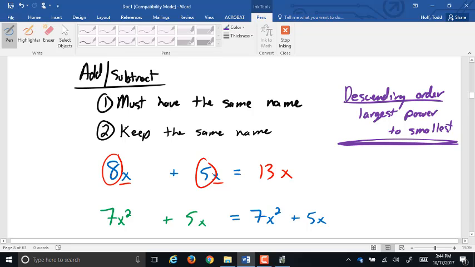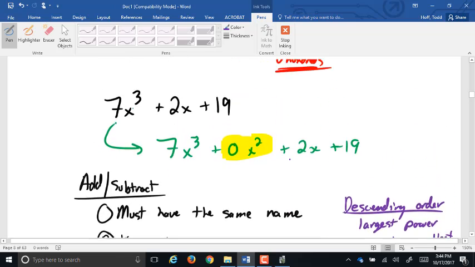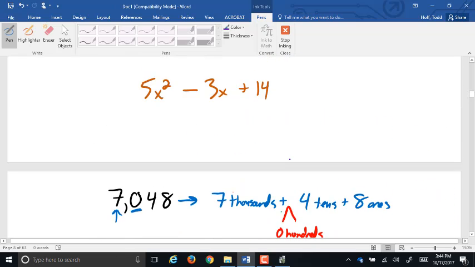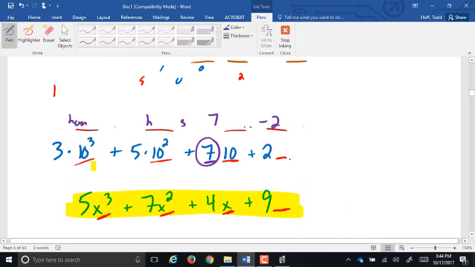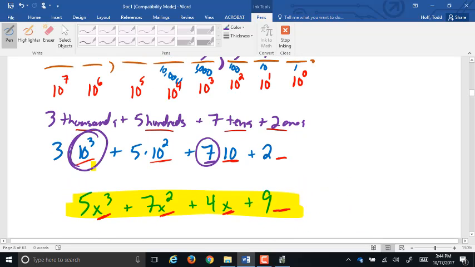When we write any of our numbers, if I look back up here, you'll notice this is the largest power of 10, 10 to the third, then 10 squared, then 10 to the 1. And technically, this is times 10 to the power of 0. So we're going from largest power down to smallest power. Same here. This was x to the third, x squared, x to the 1, x to the 0.